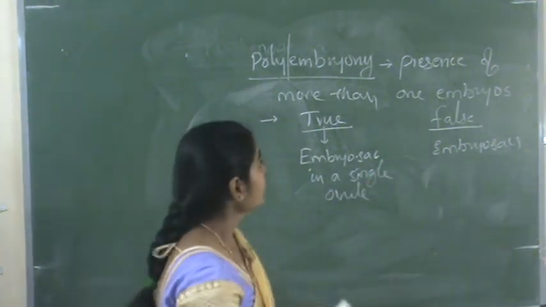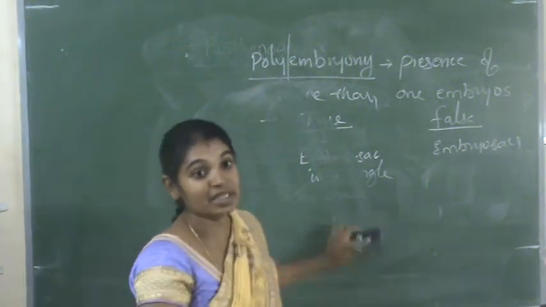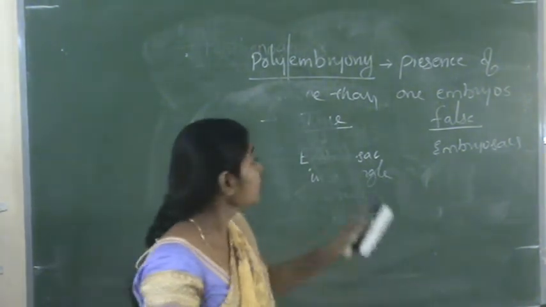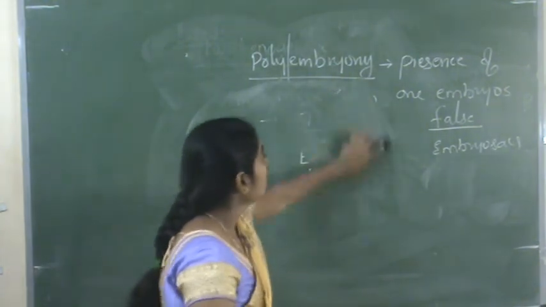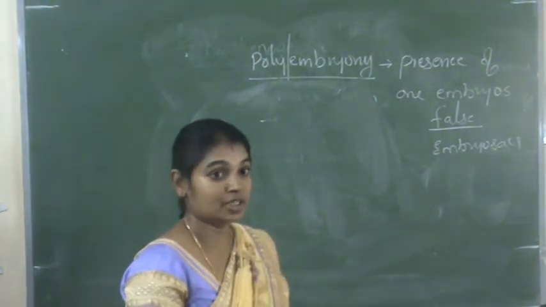So by this, the chapter sexual reproduction in flowering plants is completed. In the next session, we will go through the next chapter, human reproduction.